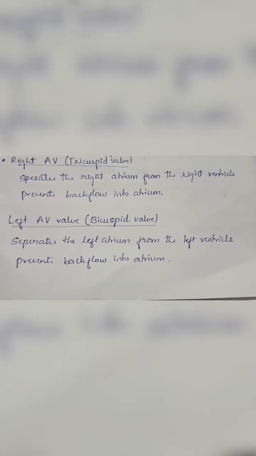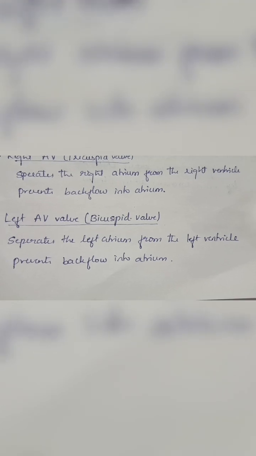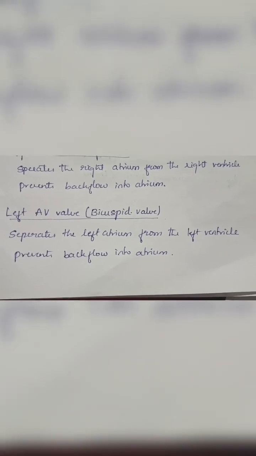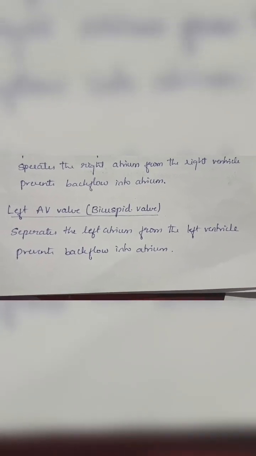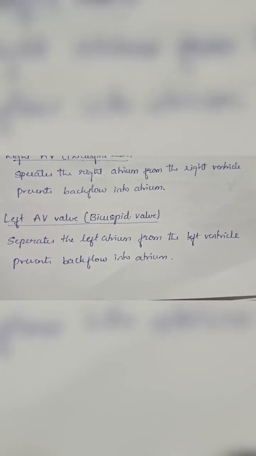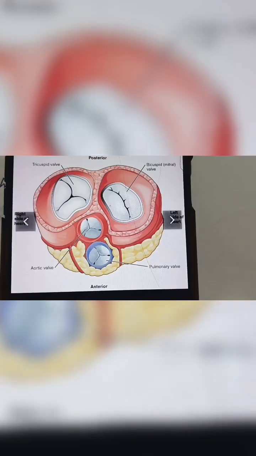Left atrioventricular valve. It is also known as bicuspid valve. It separates the left atrium from the left ventricle, and it also prevents the backflow into the atrium.